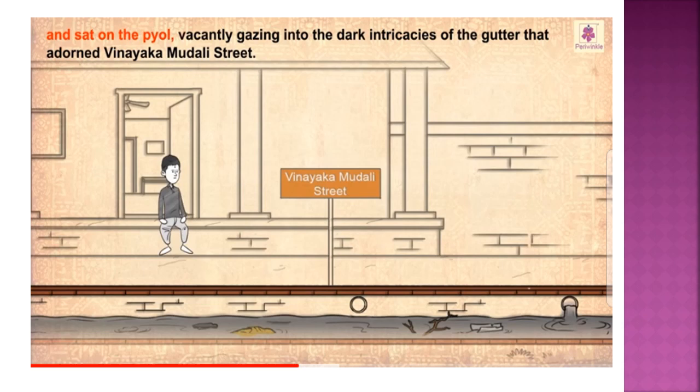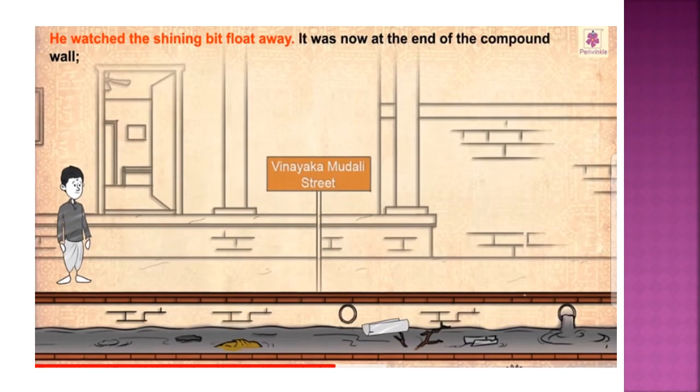So there he was, on the decorated Vinayaka Mudali Street. A dark amount of water was moving in it. You know, the drainage water moving. He saw unusual pieces of paper, leaves and sticks floating in it. Many unwanted things float in a gutter. In that gutter, he saw a piece of tin gently moving.